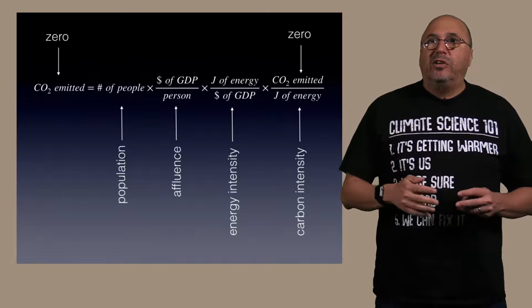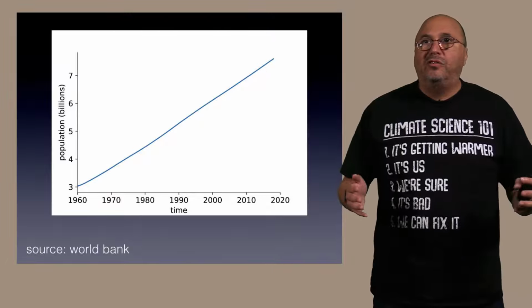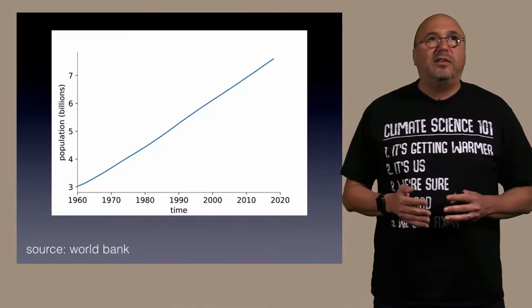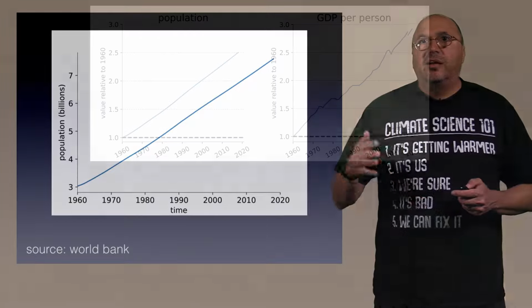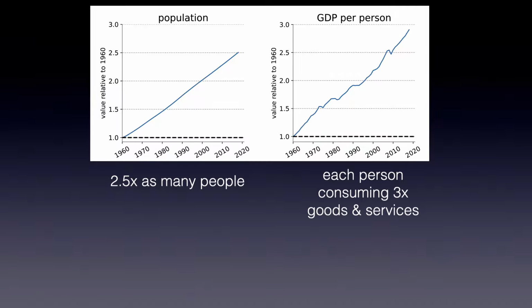So now, let's look at how these terms have been changing. First, let's look at population. As you can see, population has doubled since the 1960s. Second, let's look at affluence, which is measured in GDP per person. Affluence has nearly tripled over that same time. This means that you have twice as many people on the planet, and each person is consuming 3 times as much as they were in the 60s.